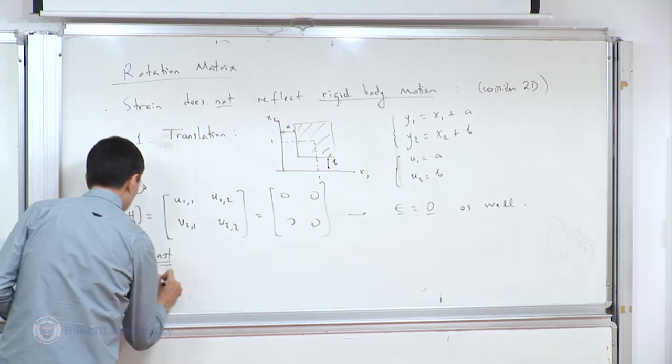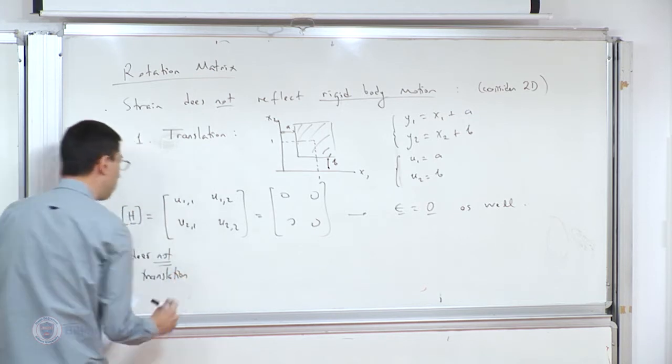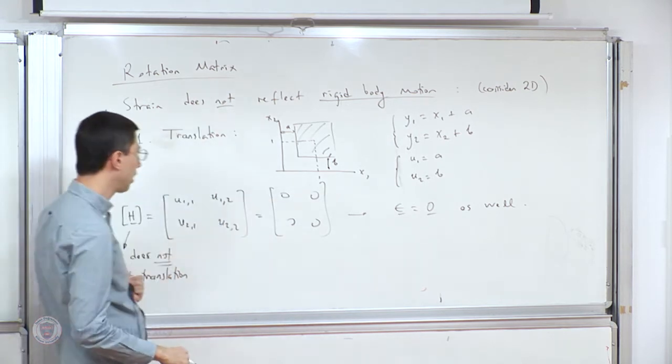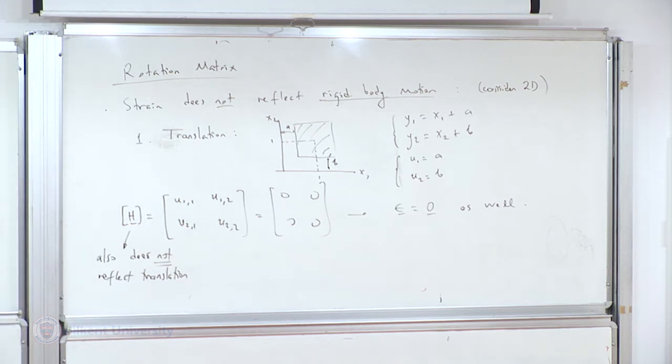So the strain does not reflect rigid body translation. H also does not reflect rigid body translation. Okay, strain does not, H also does not. So that's example number 1. Okay, that's the simpler example.